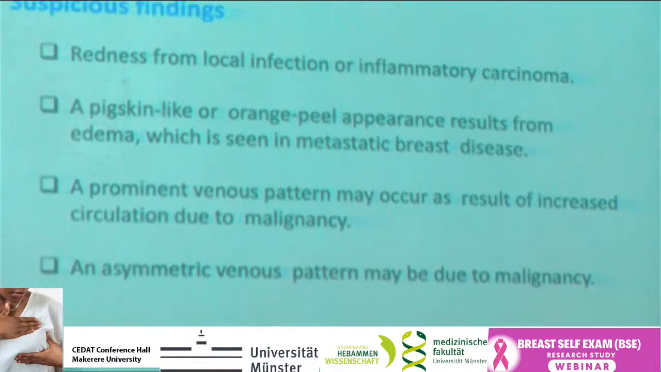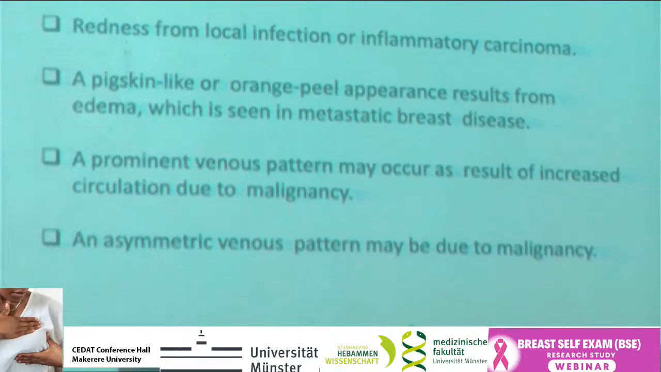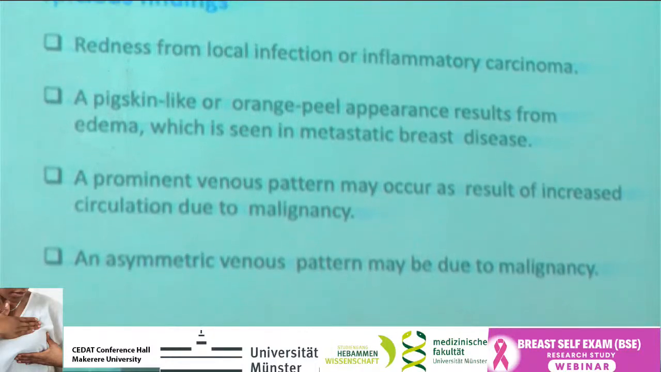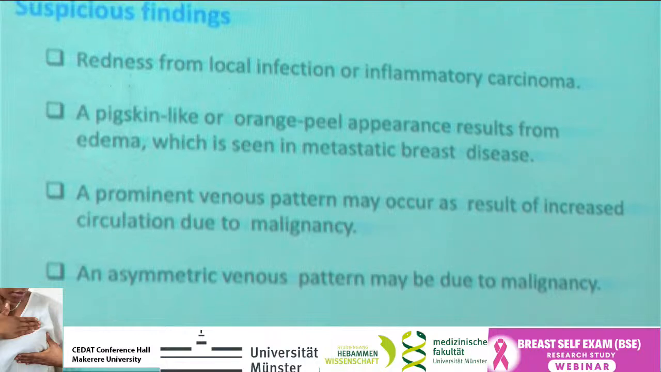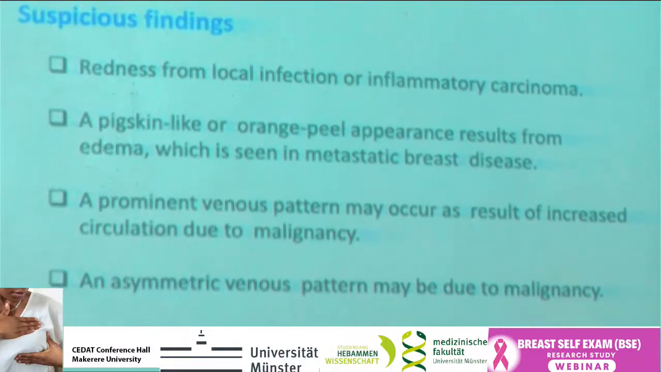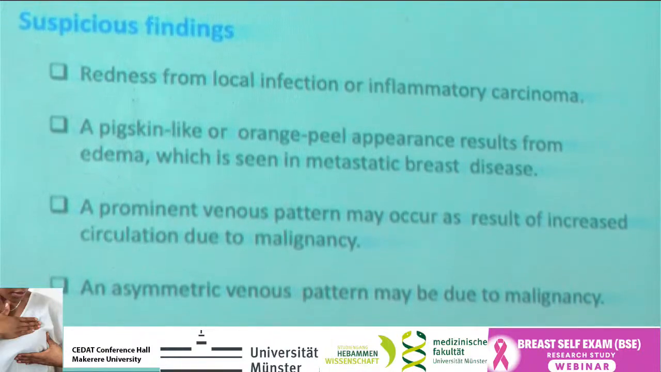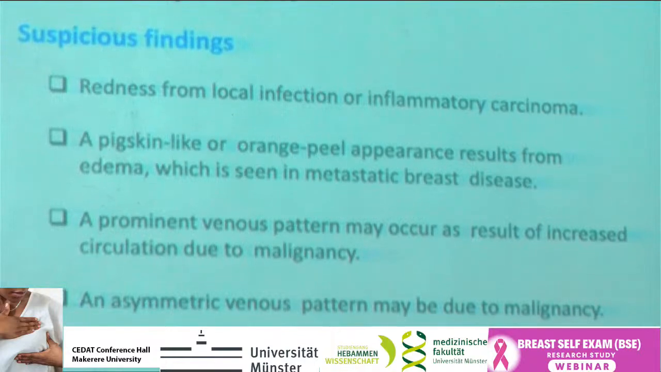So when you observe the blood vessels of the breast, they are very prominent. They can also be prominent during pregnancy. But if they are very prominent in a non-pregnant woman, this can also be a sign of increased saturation due to malignancy or breast cancer. Asymmetric venous pattern may be due to malignancy as well.